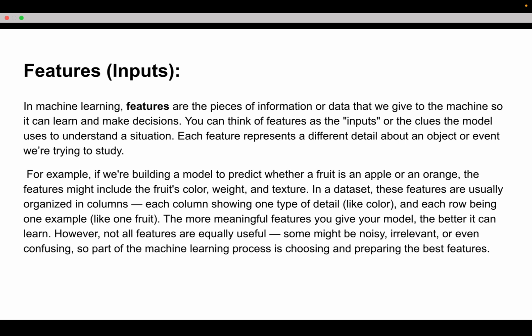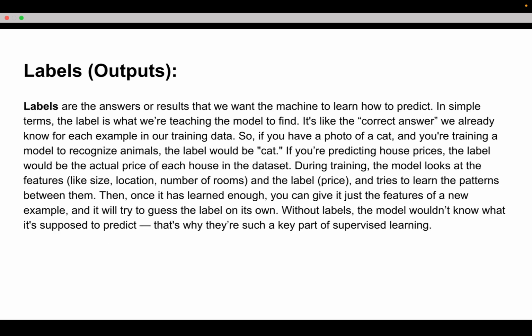The more meaningful features you give to your model, the better it can learn. However, not all features are equally useful. Some might be noisy, irrelevant, or even confusing. So part of the machine learning process is choosing and preparing the best features. And labels, basically the outputs. Labels are the answers or results that we want the machine to learn how to predict. In simple terms, the label is what we're teaching the machine model to find. It's like the correct answer we already know for each example in our training data.